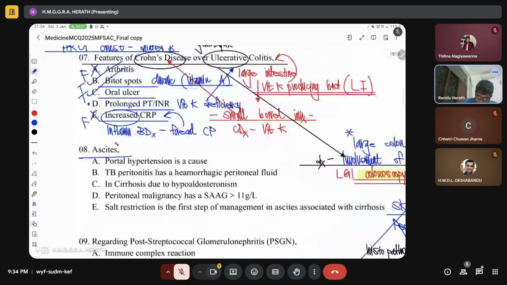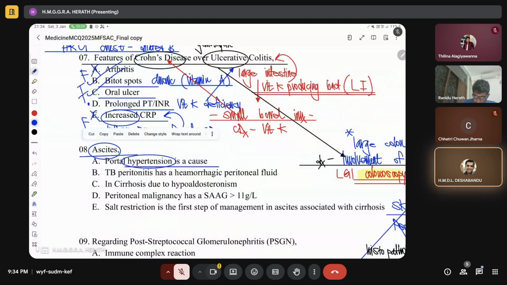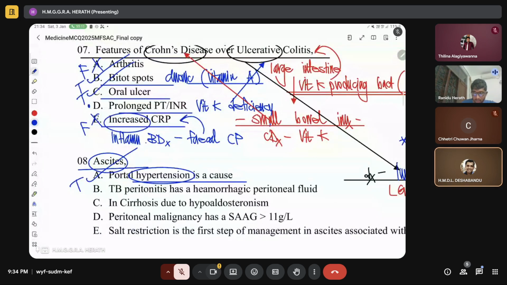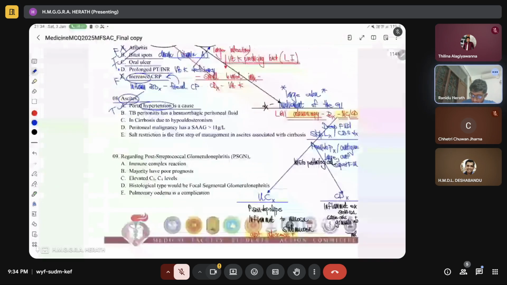Ascites. Portal hypertension is a cause. True or false? Yes. What are the other causes for ascites in a patient with CLCD? Spontaneous bacterial peritonitis. Okay. What are the 6 causes for ascites in CLCD patients? I have told you guys this before.